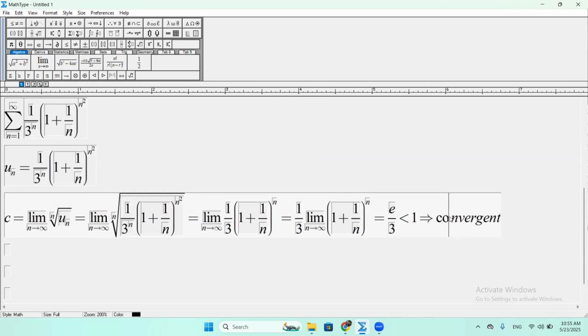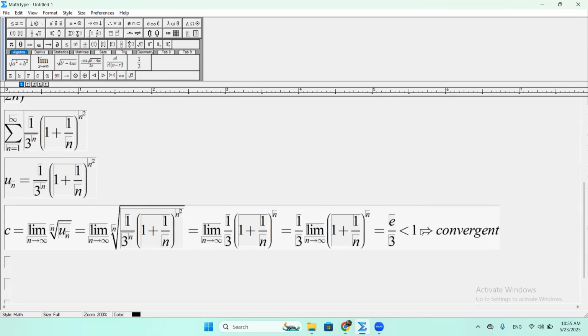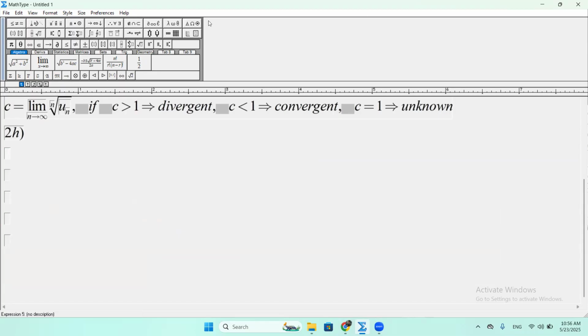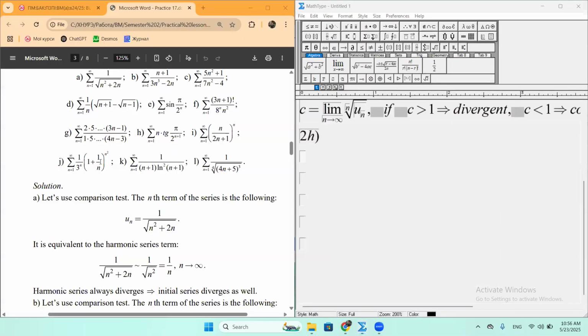Okay, convergent. So any questions about this exercise? No. Okay, no questions. And now we will use one more test. I forgot about numeration. So here we skipped I and J, but really solved them.